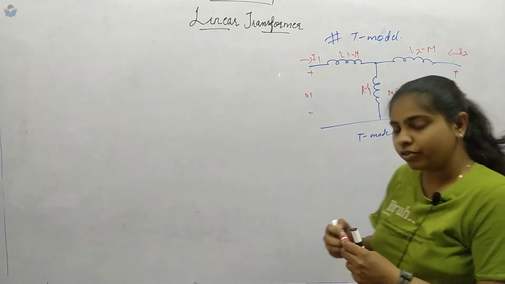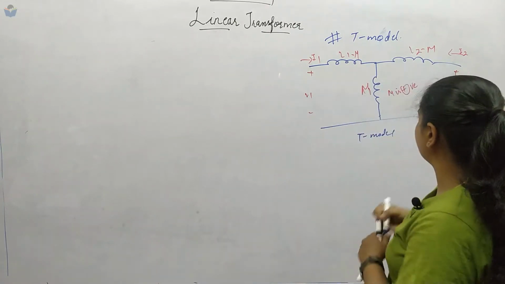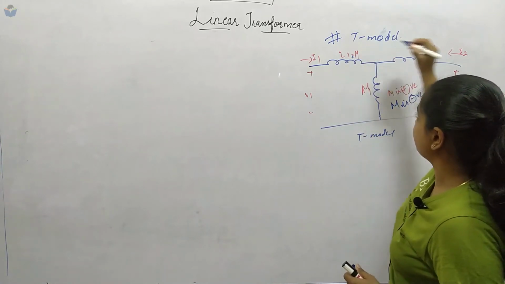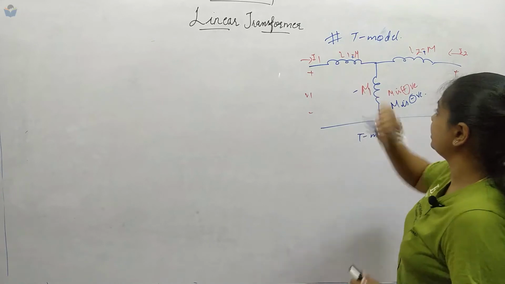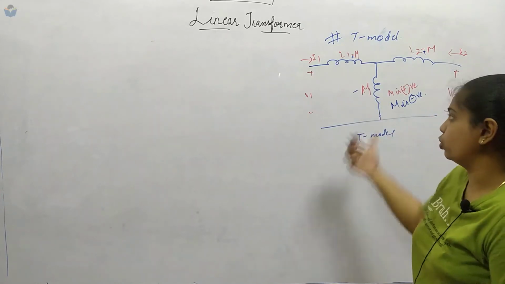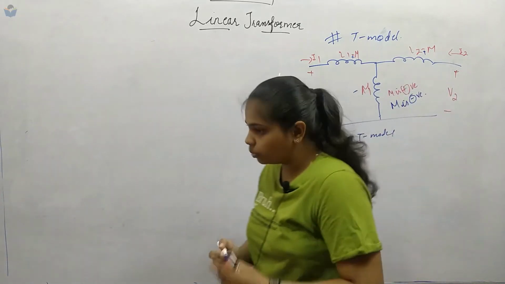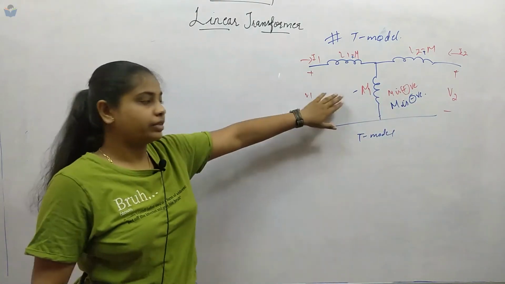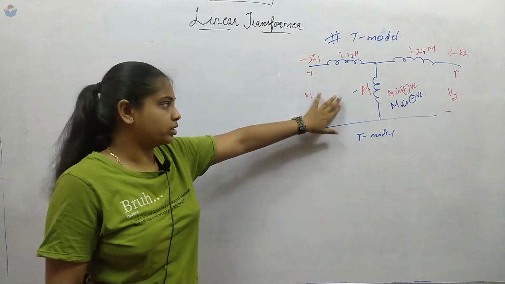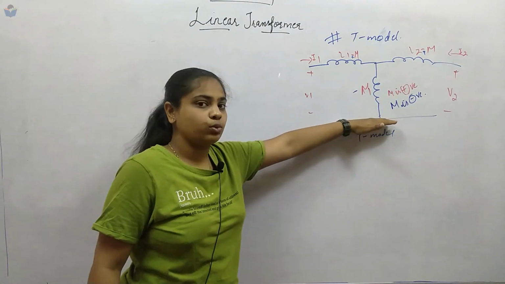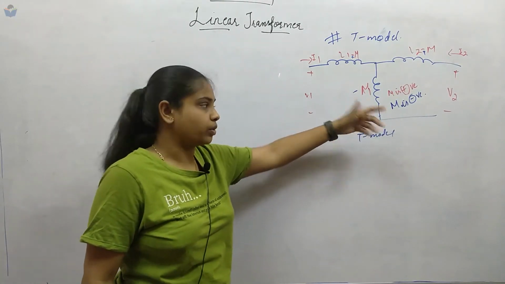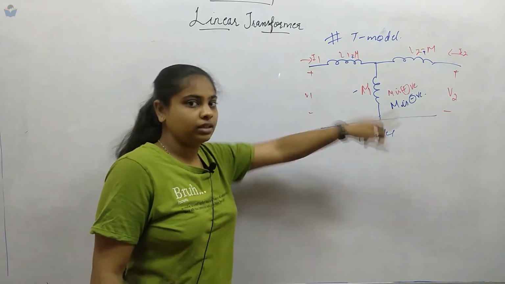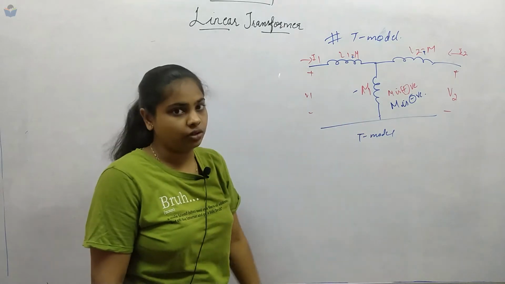When M becomes negative, what will we get? We will get L1 plus M, L2 plus M, and this M will be in the negative branch. So this is about the T model which we will use in the electrical machine part. In the first video itself we took a 1:1 ratio linear transformer, so the turn ratio is not considered here, but in electrical machines we will include the turn ratio as well.